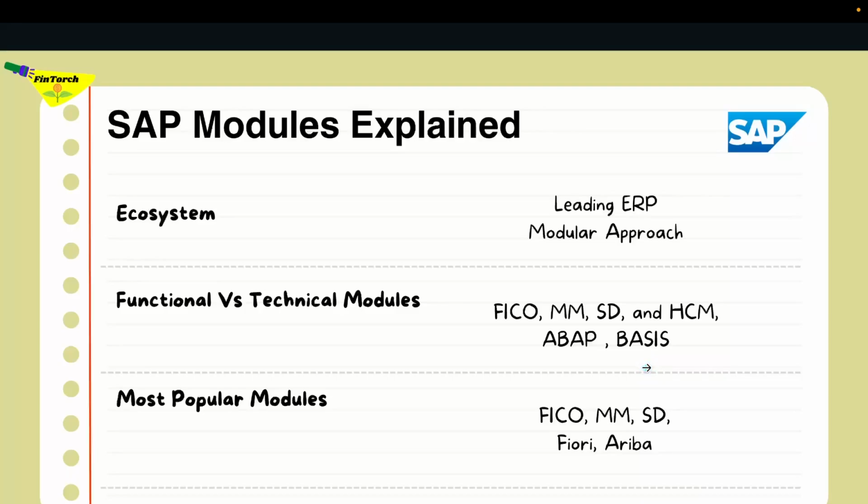And if we talk about the most popular modules in 2025, in functional modules, FICO and SD are among the top 3 modules in SAP, and these are the new rising stars: Fiori, which takes care of your user experience, and Ariba, which is for your procurement. So this was a high level understanding of SAP modules.